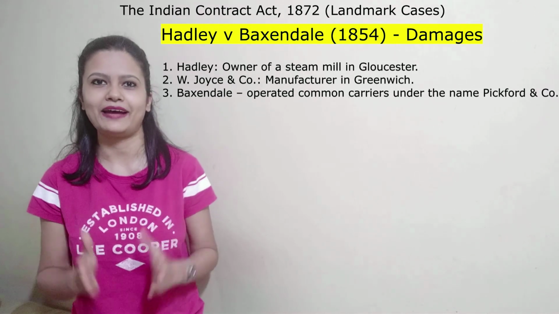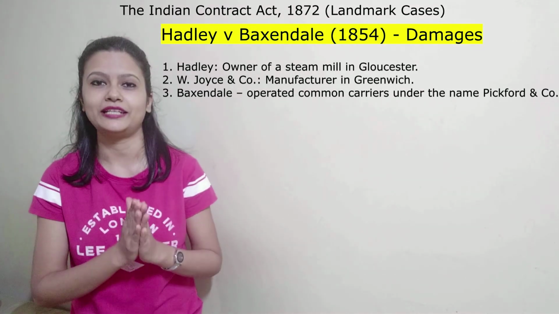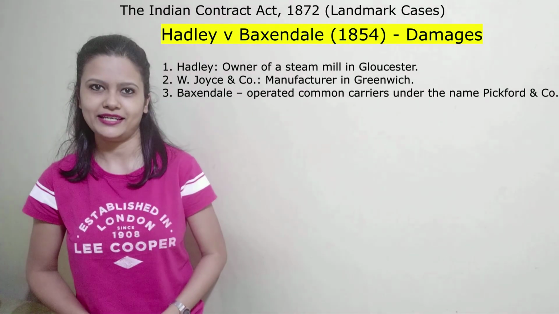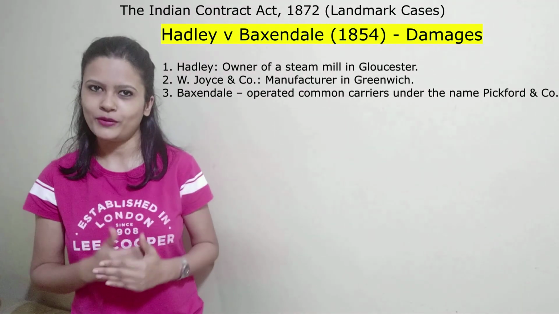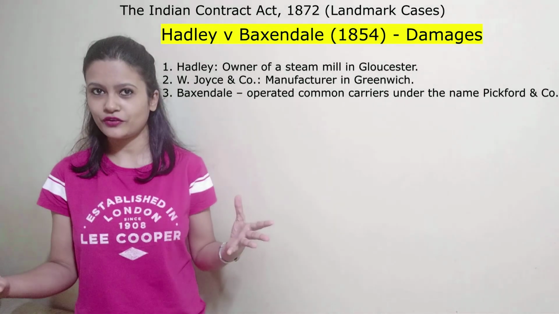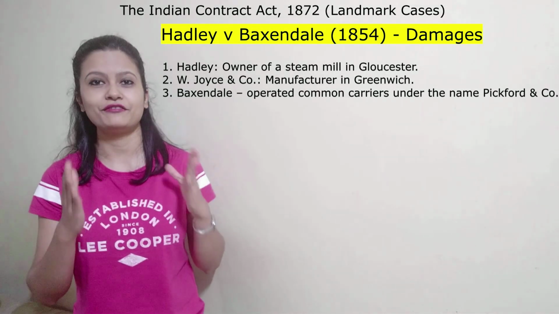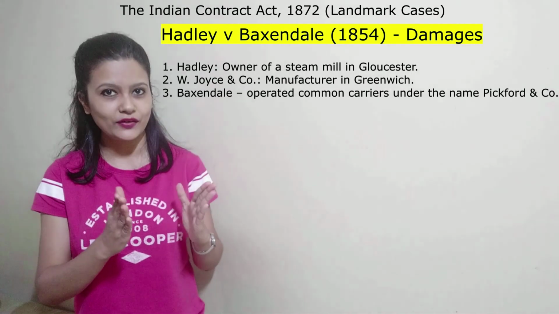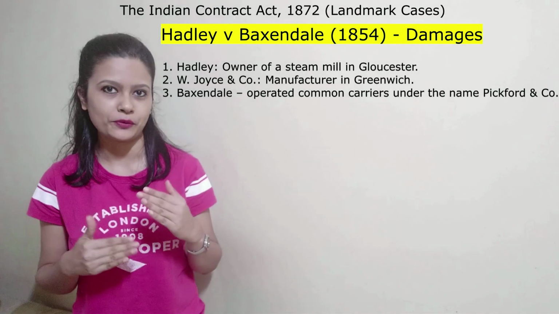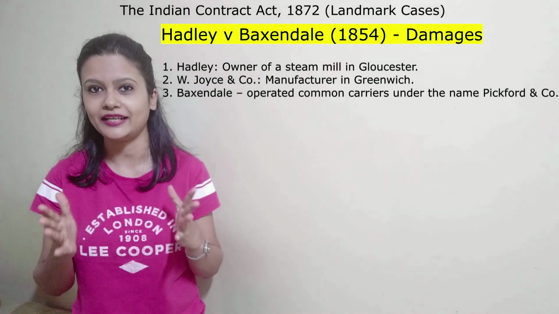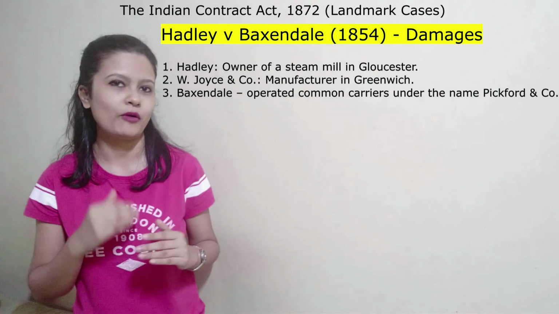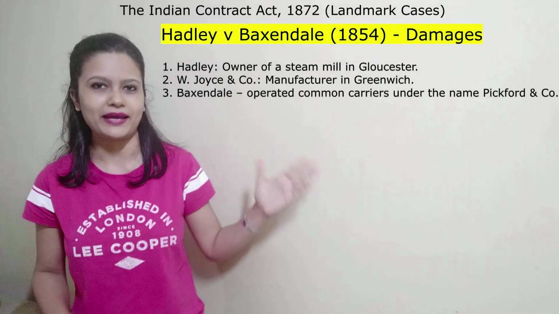This case was filed because Baxendale failed to deliver the crankshaft to the engineers on the promised date. He delayed performing his part of the contract. As we already know, the crankshaft is a very important part of the machine. It's like a backbone. So without the crankshaft, the machine cannot be operated. So Hadley had to close down his mill for this entire duration, where performance of the contract was delayed by Baxendale.